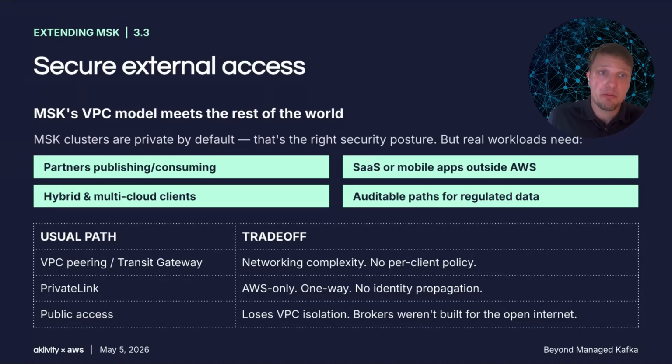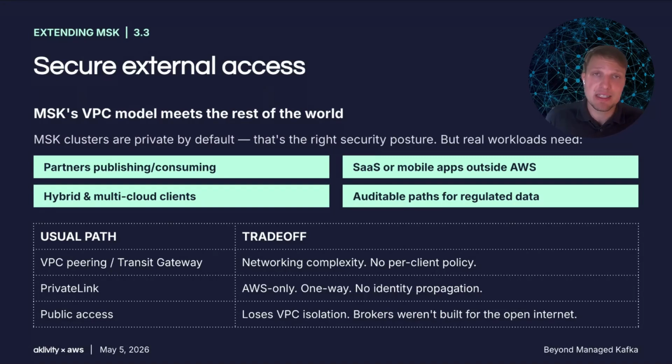And the usual paths each have trade-offs. First, if you go the VPC peering and transit gateway route, this introduces networking complexity, and there's no per-client policy enforcement. If you go with PrivateLink, well, this is AWS only, and it's one way. And if you turn on public access for brokers, this loses the VPC isolation, and again, it presents this problem of exposing brokers to a public network, which they were not designed to be exposed to in the first place.